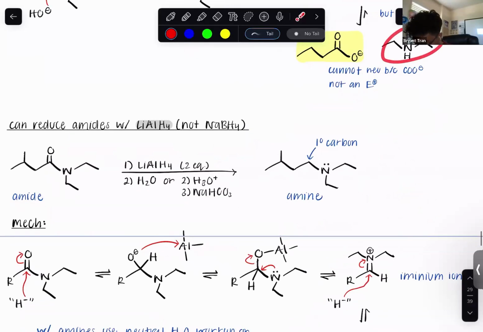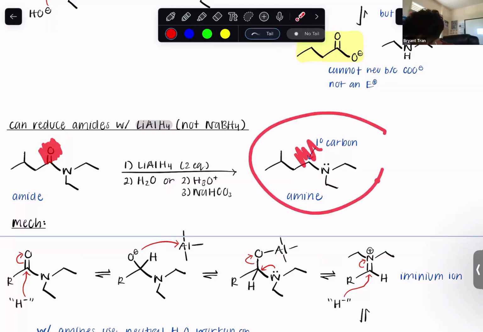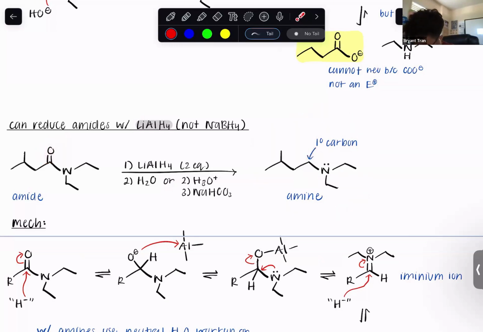And then we could also use a reducing agent, lithium aluminum hydride, to then reduce the amide down by getting rid of the carbonyl directly to give us this final amine right here. So we could go from an amide to an amine just by getting rid of that carbonyl right there.